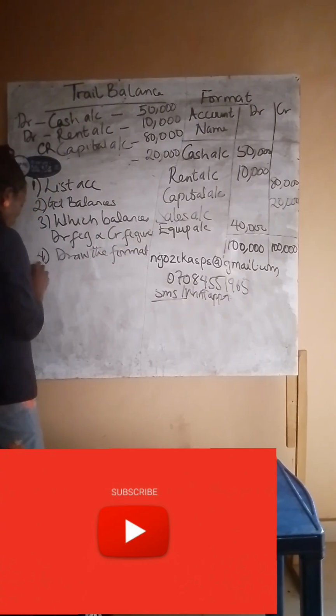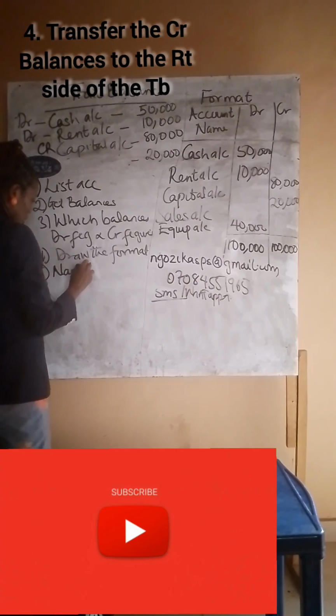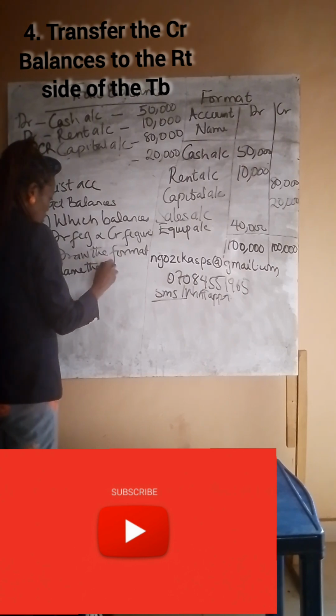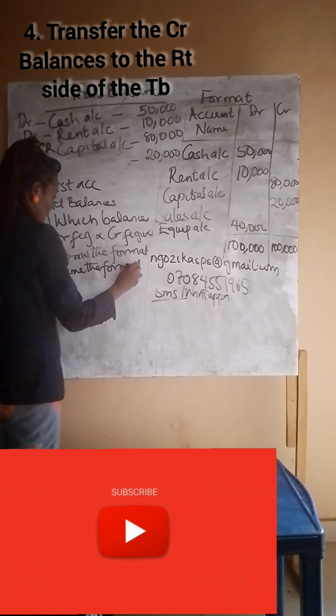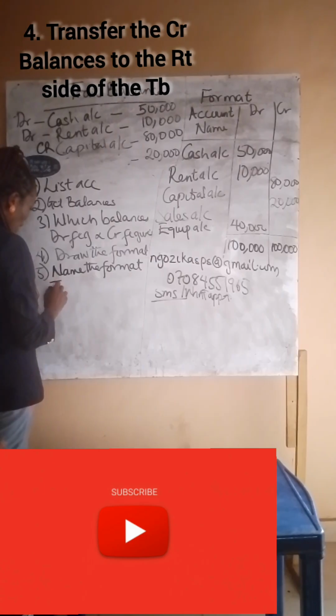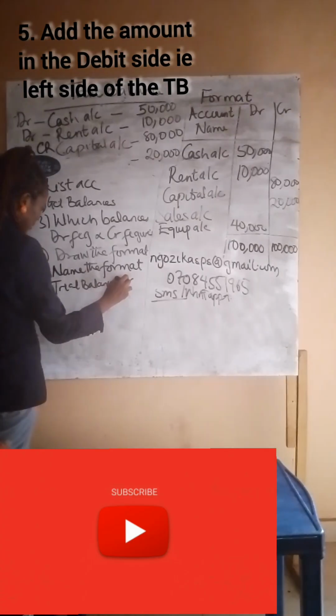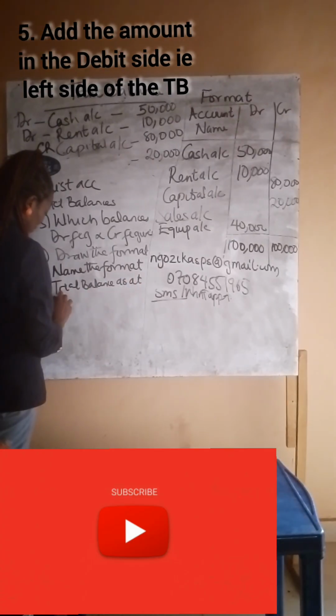And then number 5 is that you should give that format a name. Are we together? So you should name the format. Most times, because trial balances are prepared at the end of the year, as the case may be, it will become trial balance as at 31st December 2026.